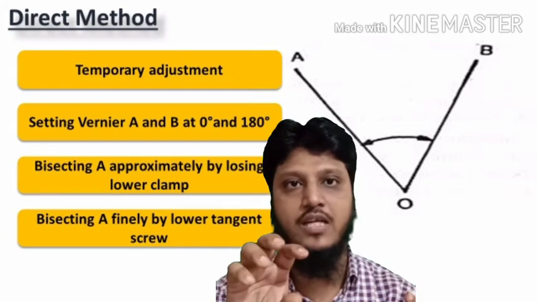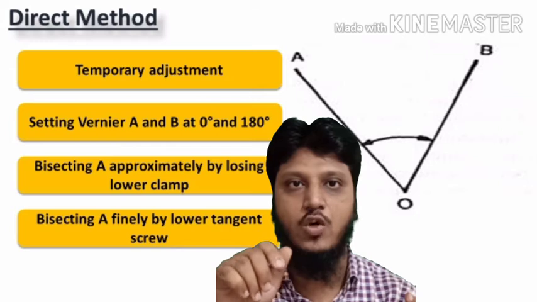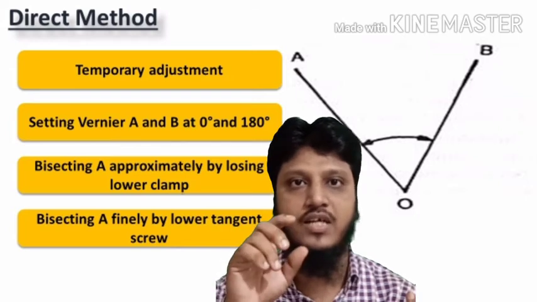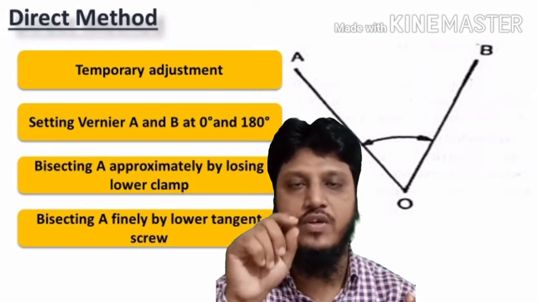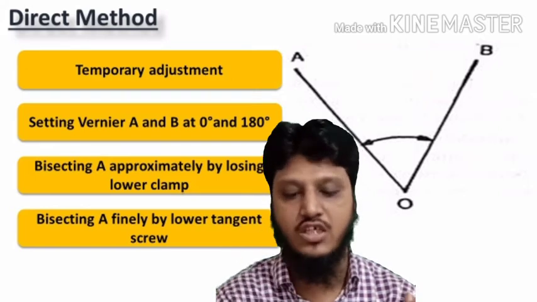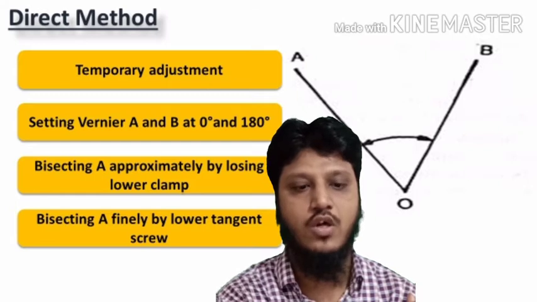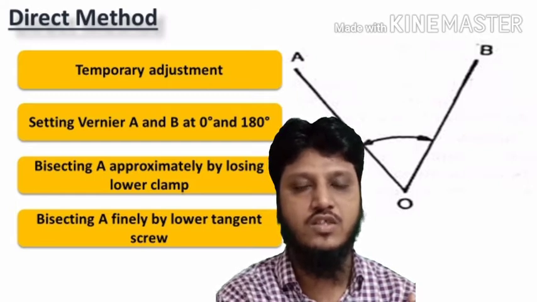Initially we will approximately bisect it by loosening the lower clamp, and as soon as it is approximately bisected, we will tighten the lower clamp and bisect it finally with the help of the lower tangent screw. This is the first part, the bisection of A.